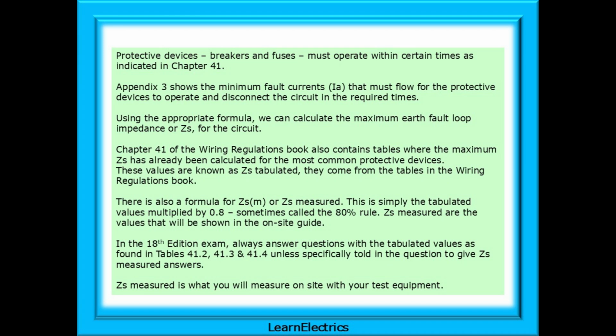There is also a formula for ZSM, or ZS measured. This is simply the tabulated values multiplied by 0.8, sometimes called the 80% rule. ZS measured are the values that will be shown in the on-site guide. In the 18th edition exam, always answer questions with the tabulated values as found in tables 41.2, 41.3 and 41.4, unless specifically told in the question to give ZS measured answers. ZS measured is what you will measure on site with your test equipment.